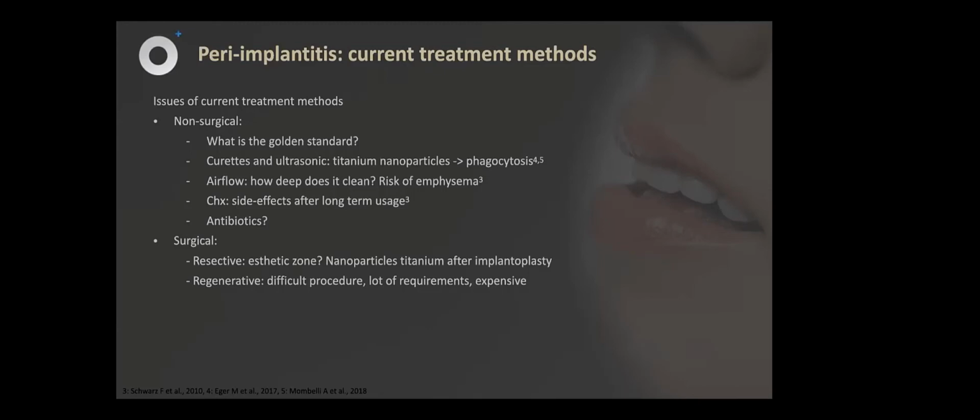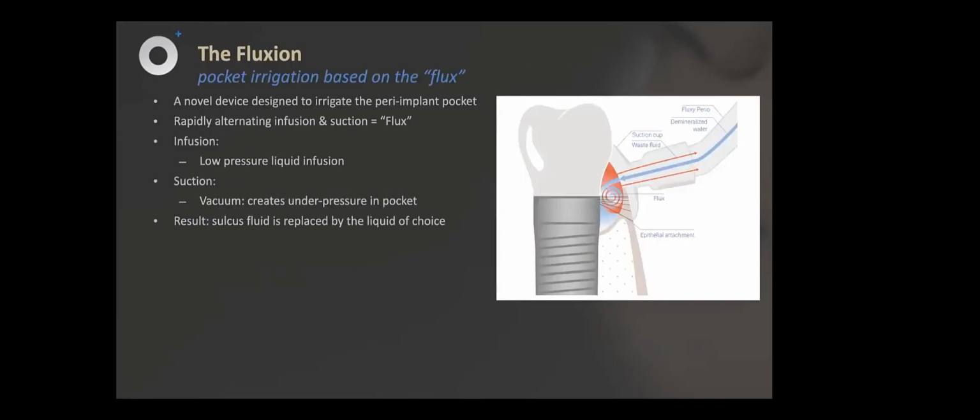From the surgical side, we can divide it into a resective and a regenerative way, as we've seen. But the question is, what do we do in the aesthetic zone? A very nice case shown by Irfan, but what do we do in the aesthetic zone? Yes, we might need to remove the implant and start all over again. Regenerative, yes, this is a difficult procedure with a lot of requirements. It is expensive, and how predictable will it be?